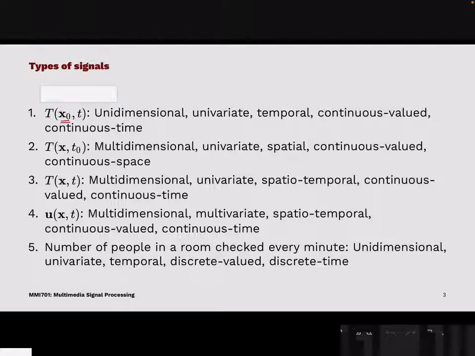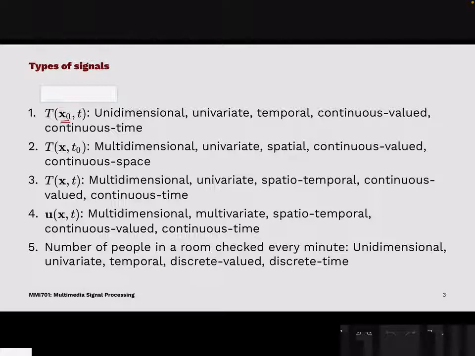So then we have a unidimensional signal because we have a single value which changes in time, which is also univariate. We're measuring at a single point, so it's unidimensional. We have a single value, then it means it's univariate. We're measuring in time, that means it's a temporal signal. It is continuous valued. For every time instance, we have a value which is continuous. And it's continuous time, which means we have a value at every time instant.